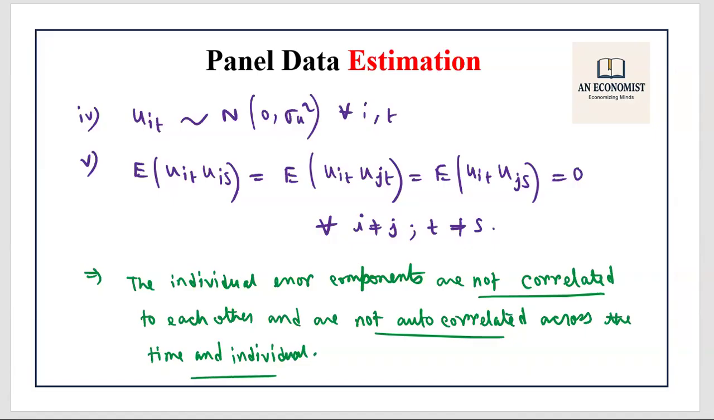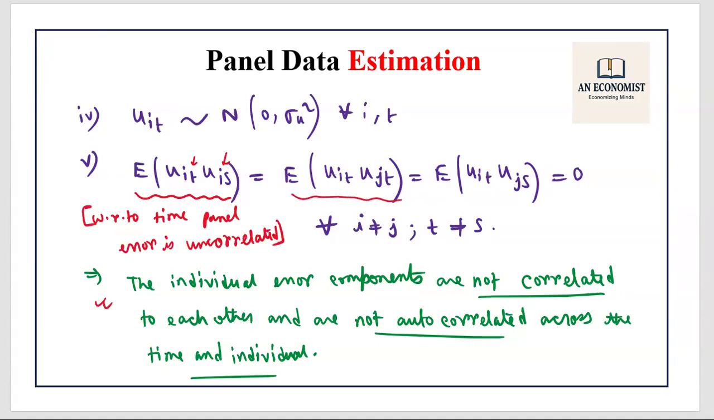So what does this particularly mean? Look at this first term, expectation of UIT, UIS. It basically means that with respect to the idiosyncratic error, or panel error, the data points or the error terms are completely uncorrelated, right? With respect to time, see here you have T and here you have S. With respect to the time component, the idiosyncratic error, the panel error, is completely uncorrelated. So let me write in short, with respect to time, the panel error is uncorrelated. This is what I have written in green here.